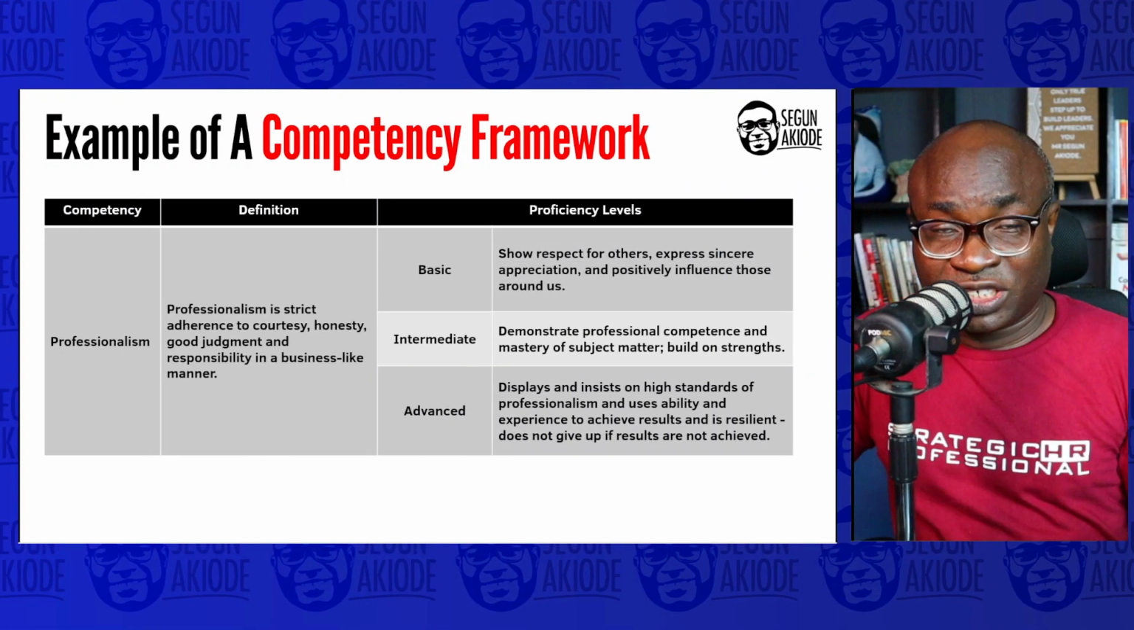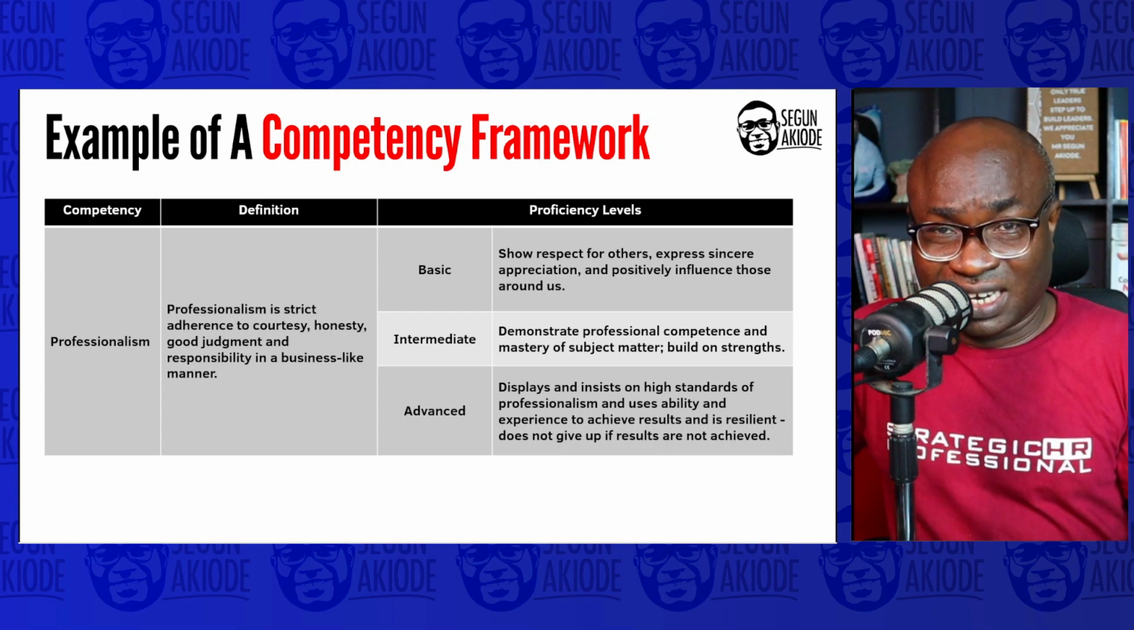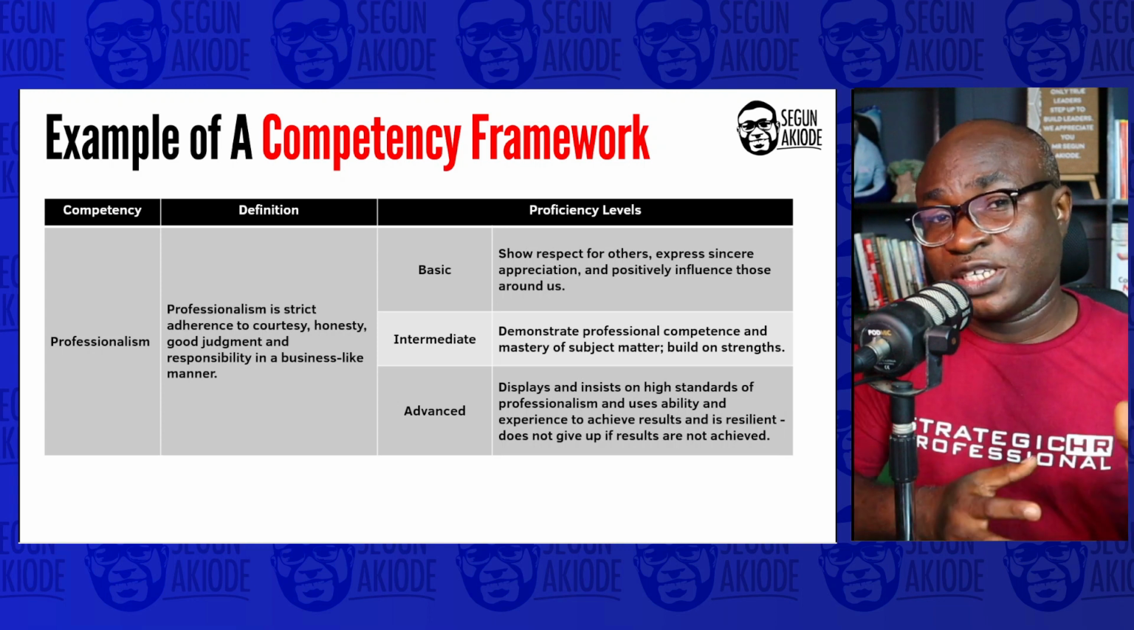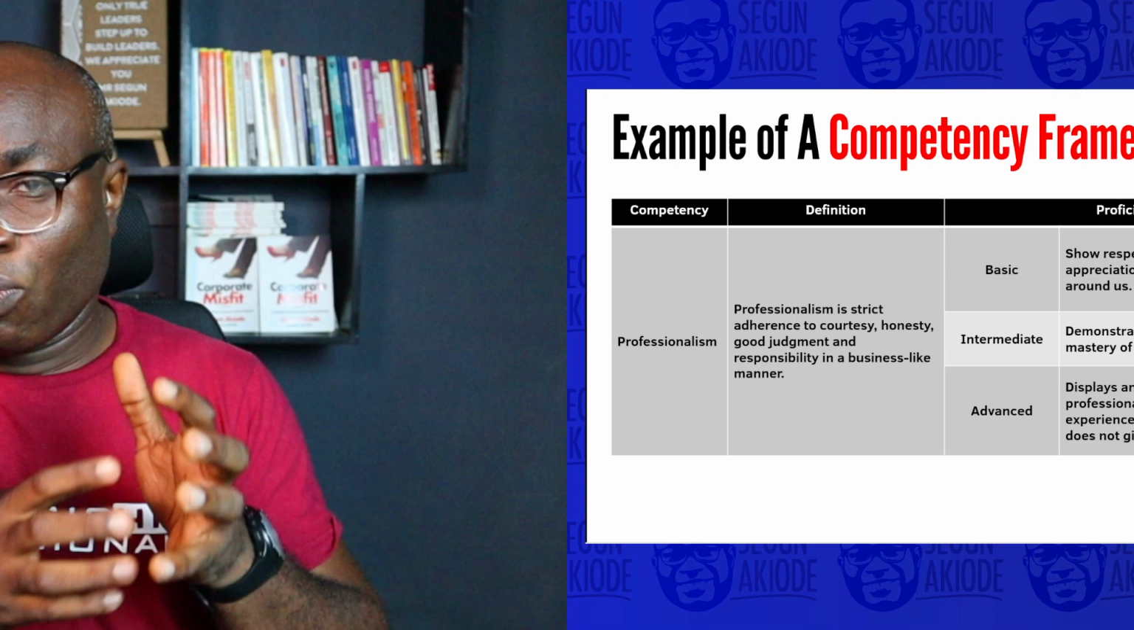If I pick professionalism, that's another example. For professionalism, you define what's the basic demonstration in terms of proficiency level, what's the intermediate and the advanced level. All of this will be captured in your competency dictionary. By the time you go through each of these definitions and proficiency levels, you'll be able to capture everything in your competency dictionary that forms part of your competency framework.